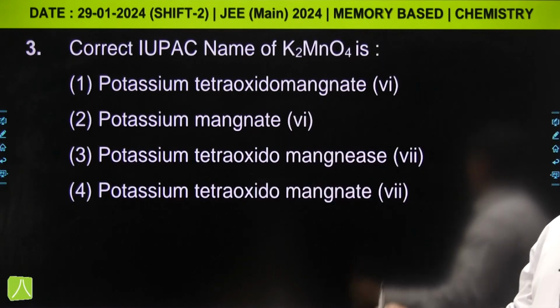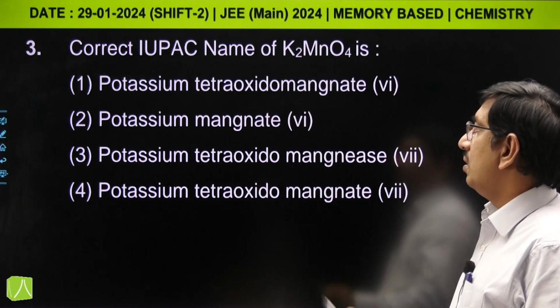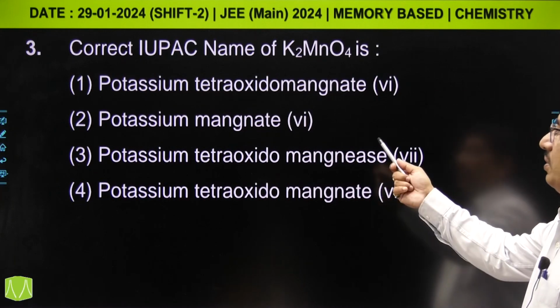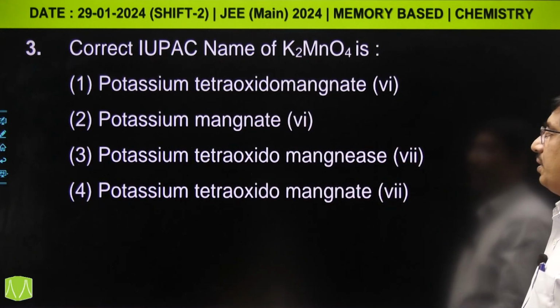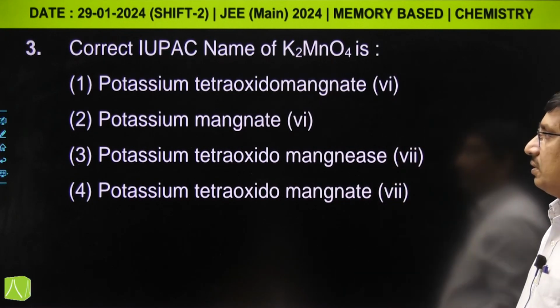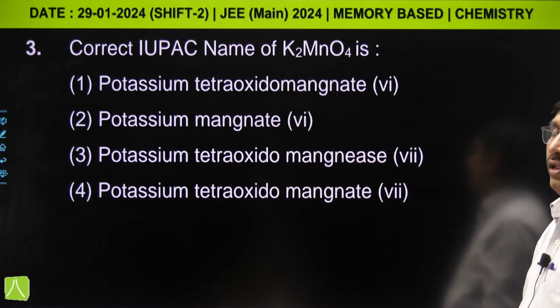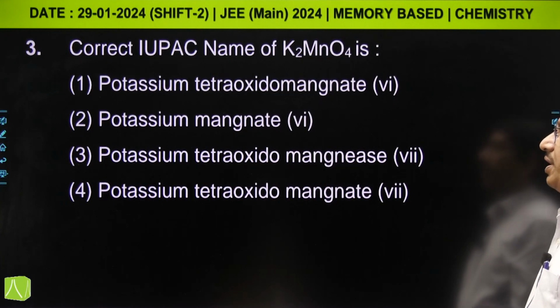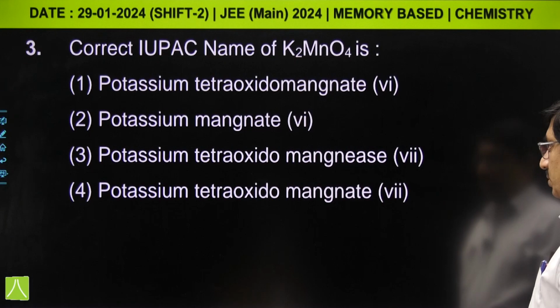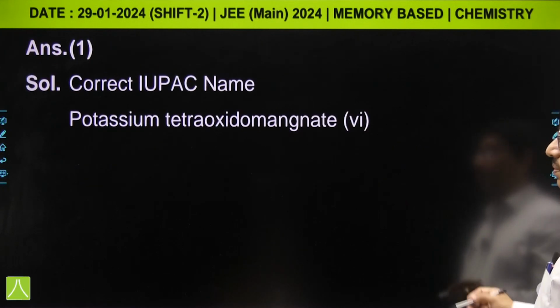And the next question, this is from coordination compounds. Correct IUPAC name of K2MnO4 is potassium tetraoxidomanganate 6. Here in this Mn oxidation number is +6. So, the IUPAC name for this is potassium tetraoxidomanganate. So, this is the correct IUPAC name.